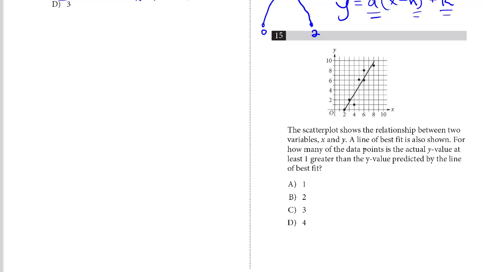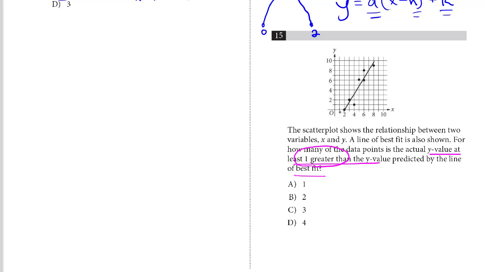A line of best fit is shown. For how many of the data points is the actual y value at least 1 greater than the y value predicted by the line of best fit? So I want the dots that are above the line, but importantly, they have to be 1 above the line. Now, I know from experience, when they ask for a number greater, they usually play games with the grids. The grids are not 1 by 1 or something like that.